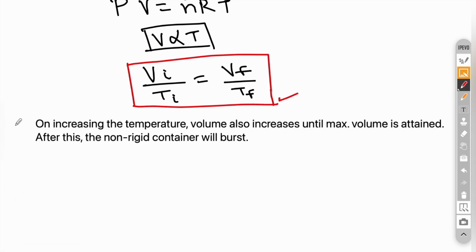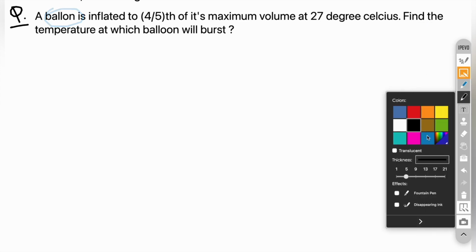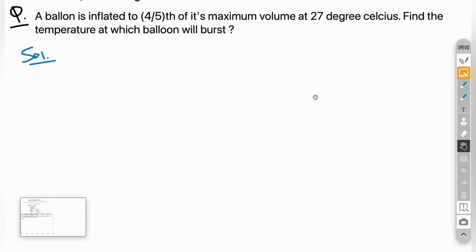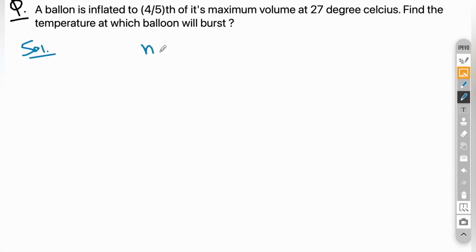Let's solve a problem. One thing to note here is that on increasing temperature, volume also increases until maximum volume is attained. After this, the non-rigid container will burst. A balloon is inflated to 4/5 of its maximum volume at 27 degrees Celsius. Find the temperature at which the balloon will burst. A balloon is a closed non-rigid container where we'll apply the formula we discussed earlier. Moles and pressure both are constant, so Vi/Ti = Vf/Tf.